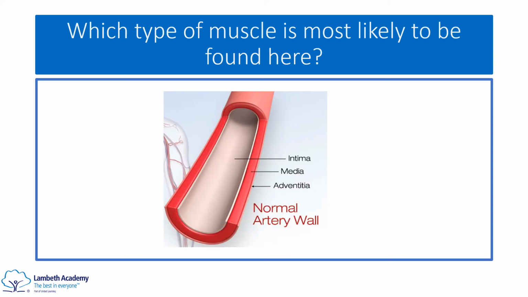So next one. Which type of muscle is most likely to be found here? This is within an artery wall. 5 seconds. So this is most likely to be a non-striated muscle. We know this because it will just work involuntarily on its own. The contractions will happen here after signals being sent through the autonomic nervous system.